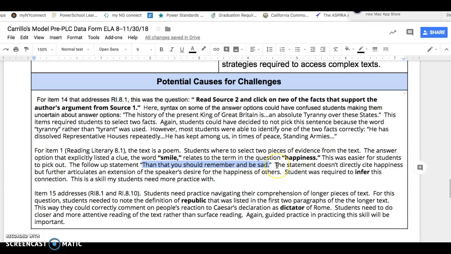So of course, students did not pick this statement as evidence that supports happiness, the speaker's desire for happiness of others. That's the argument being made, and this is what they were supposed to pick evidence that shows. So the student was required to infer this connection. You can go back and look at item 1, and I can tell that my students need practice with this.